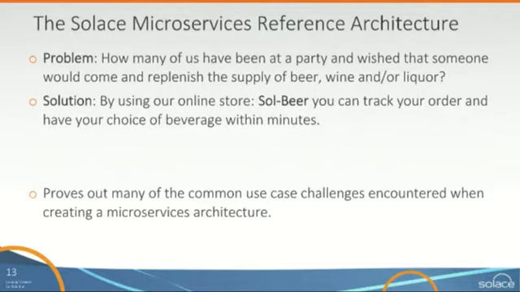So we created a fictitious problem, though I think it is a real problem many of us struggle with. Have we all been at parties and wished somebody would come and replenish the supply of beer, wine, or liquor? So we created a solution that we're calling Sol Beer, the Solace Beer Store. It's kind of the Uber of beer, if you will. Take Amazon and take Uber, combine them together. It's an e-commerce site for ordering beers, such that you could track your order and have your choice of beverage within minutes.